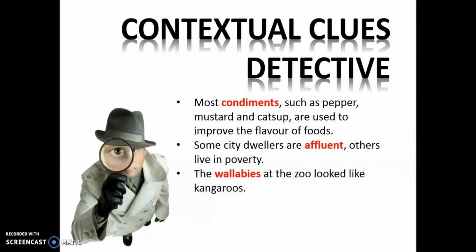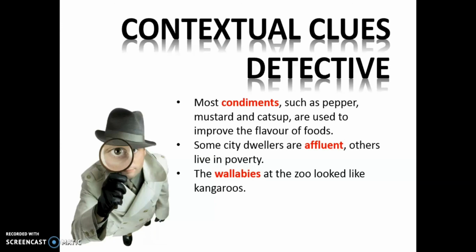Most condiments, such as pepper, mustard, and catsup, are used to improve the flavor of foods. What is the meaning of condiments? You can always guess it from the statement. The author has given examples of condiments with the utilization of linkers, such as in the sentence, such as pepper, mustard, and catsup. Hence, a condiment is a substance that you add to food when you eat it in order to improve its taste or flavors.